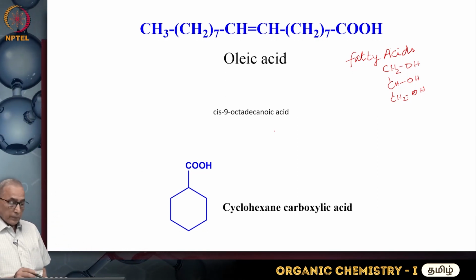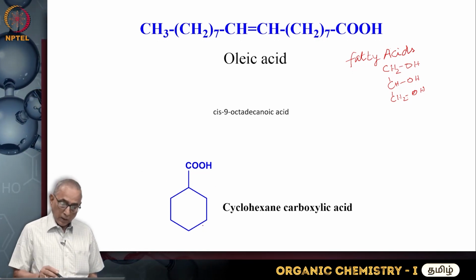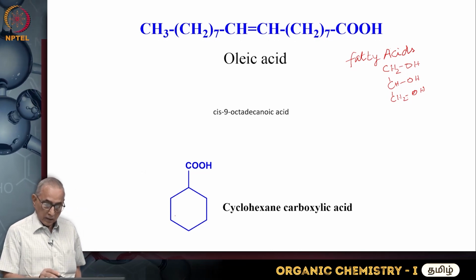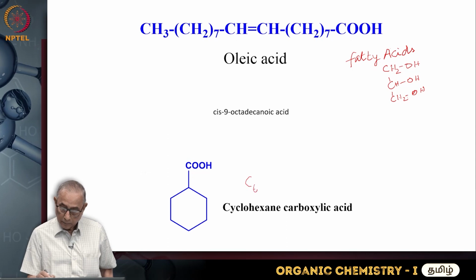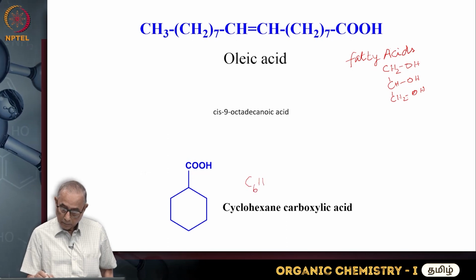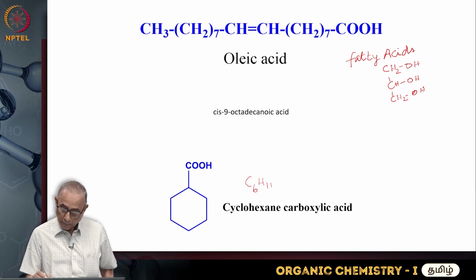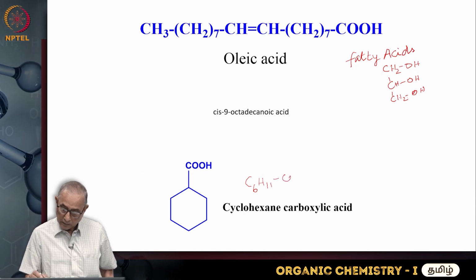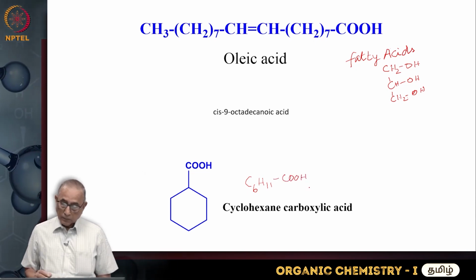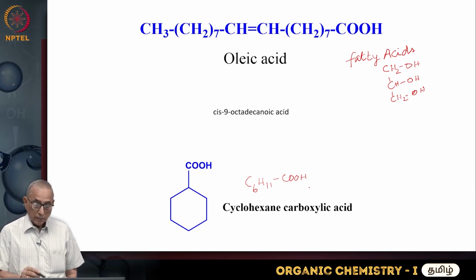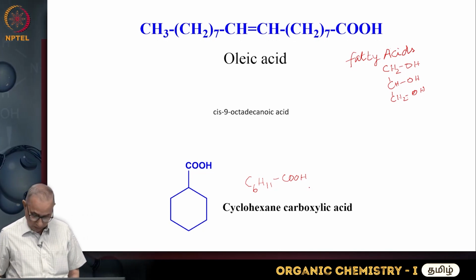The next is cyclohexane carboxylic acid. This is a cyclohexane ring. This is C6H12. If you substitute one of the hydrogens with the carboxylic acid group, it becomes C6H11COOH. So this is cyclohexane carboxylic acid.